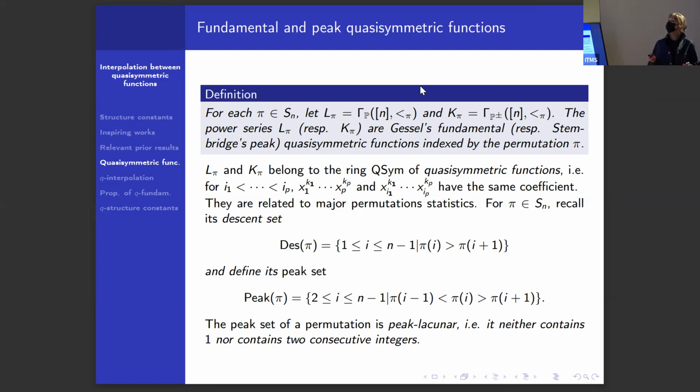I already gave the definition of the descent set of permutation pi. Now there is a similar definition of the peak set of permutation pi as the positions where the permutation reaches its local peaks: pi of i is greater than both pi of i minus 1 and pi of i plus 1. While the descent set can be any subset of n minus 1, the peak set is, in fact, a peak Lackner subset, that is, it contains neither one nor two consecutive integers.